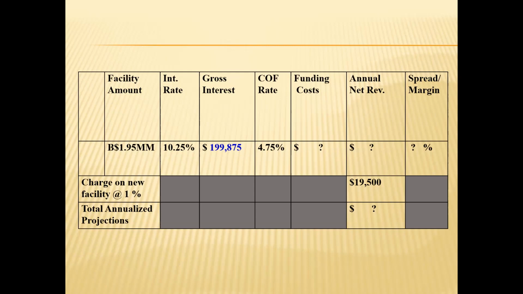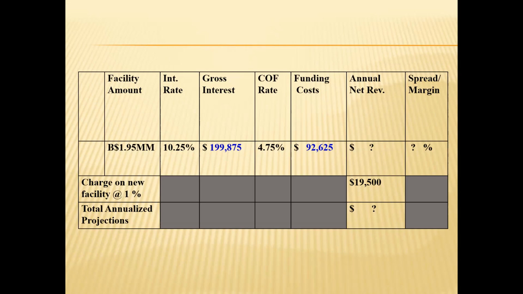So what is our funding costs? How do we work that out? 4.75 of the 1.95 million, which would be 92,625. Very good, excellent. Everyone sees how we got that?